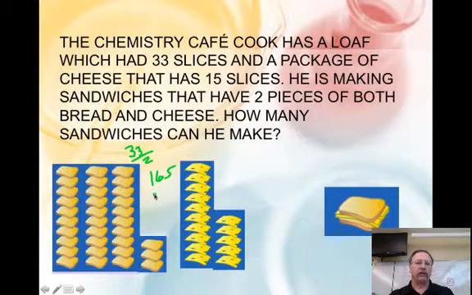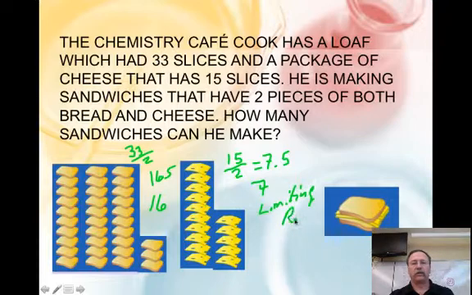Okay? So we could make up to 16 sandwiches just using the bread. Okay? Now I have 15 slices of cheese. How many do I need per sandwich? I need 2. So this time I'm going to divide by 2. That's going to give me 7 and a half. So realistically, I only get 7 sandwiches out of that. So, when we're talking about making sure we have it right, we have to use the least one. That's what we call a limiting reactant. Okay, limiting reactant in this case was the cheese.